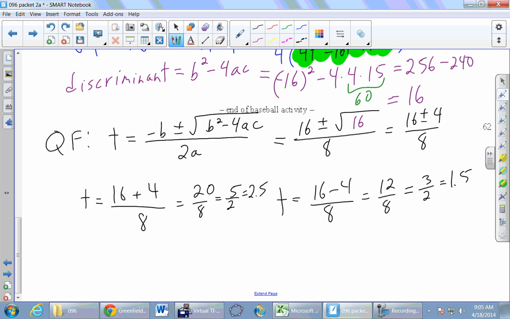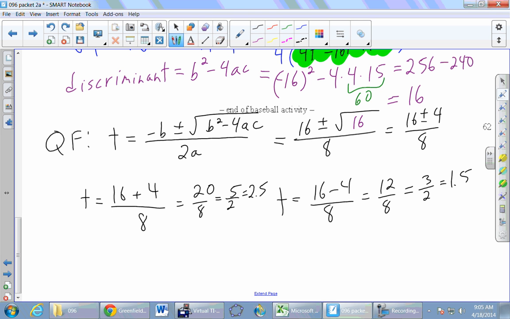So if you remember way back, the beginning of this problem said, when is the ball at a height of, was it 64? Yeah, when is the ball at a height of 64 feet? So the exact answers are 1.5 seconds into his journey and 2.5 seconds. My estimates were 1.6 and 2.6. Close, not exactly right. This is how you can get it exactly right. Questions on that one?